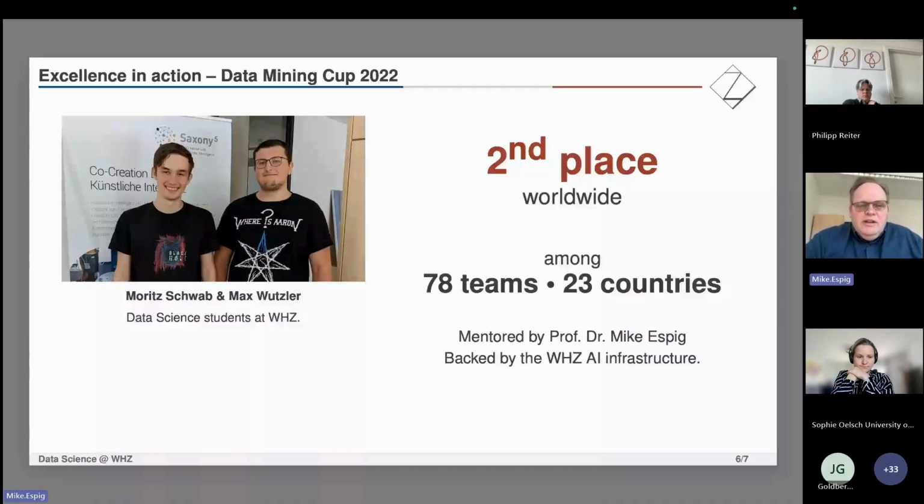Excellence in action. At the Data Mining Cup, two of our students, Moritz Schwab and Max Wurzler, both studying data science in Zwickau and both members of the Data Science Research Group, took part in 2022 at the International Data Mining Cup, the largest international student competition in data mining. The task was to predict the buyer behavior of customers in an online shop using machine learning techniques.